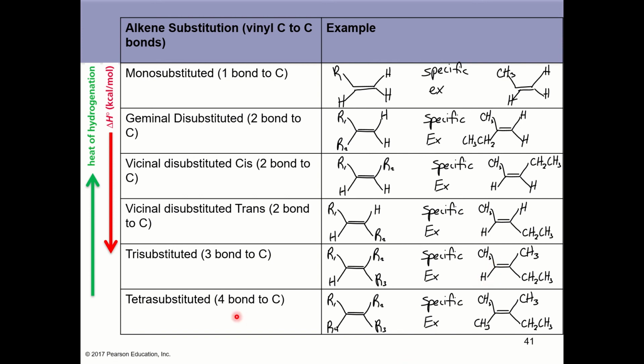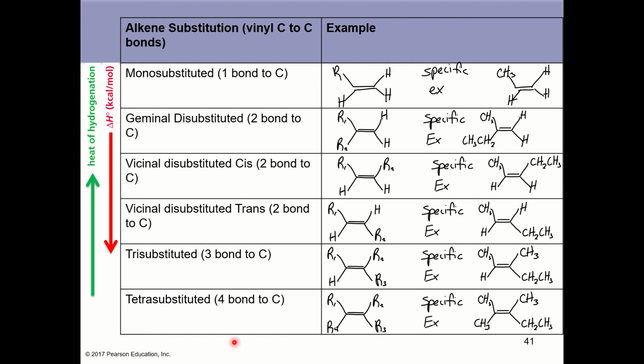And then we have tetrasubstituted. So tetrasubstituted would mean that our pi bond has 4 single bonds to carbon. So there are no hydrogens bonded to a vinyl carbon. So I just drew R1, R2, R3, and R4. And for our specific example, 2,3-dimethylpentene. So 1, 2, 3, 4, 5, methyl group at 2, methyl group at 3, no bonds to hydrogen from a vinyl carbon.